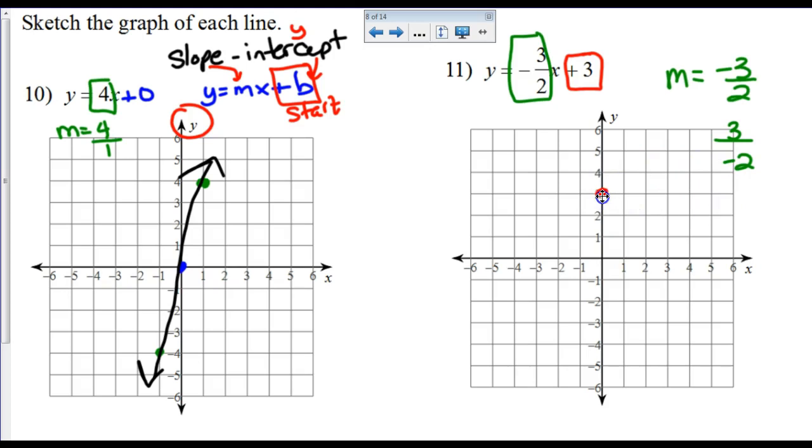So I'm going to travel, I always make my vertical rise negative if the slope is negative. So down 1, 2, 3, and then to the right +2. Could have moved up 1, 2, 3, left 2. Either way we get this negative sloped line.